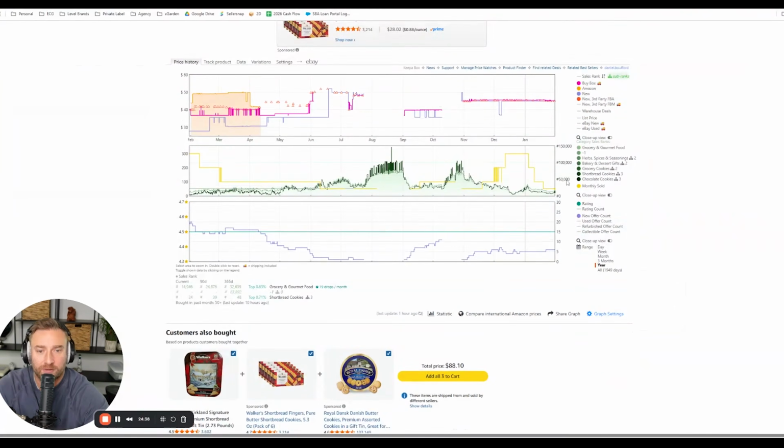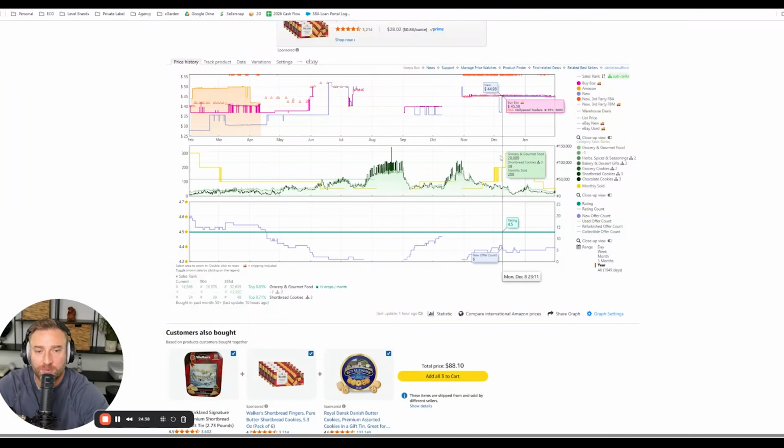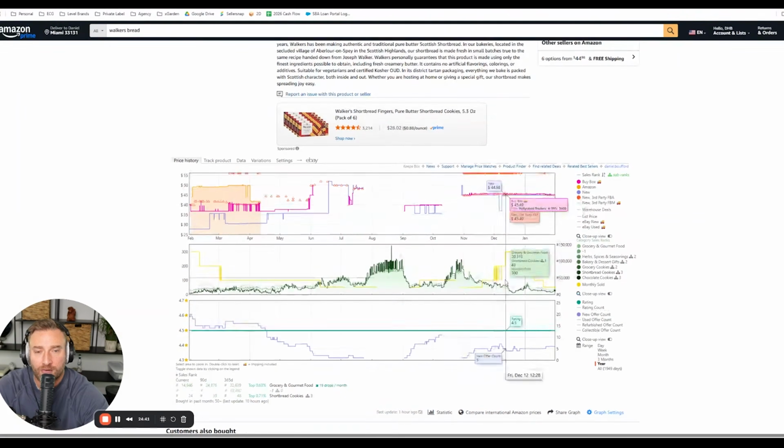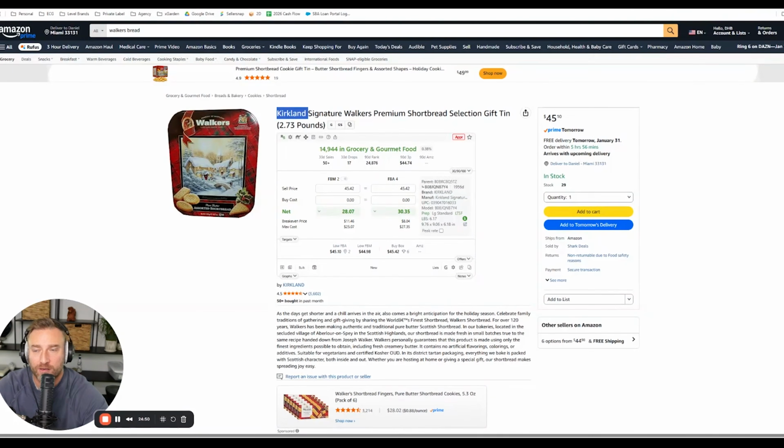So this isn't a great example of a seasonal product, but there are some really seasonal ones like Christmas products, Christmas ornaments. You'll see just massive drops in sales ranks and big spikes in sales. That's another type of product you can find in a Keepa chart.